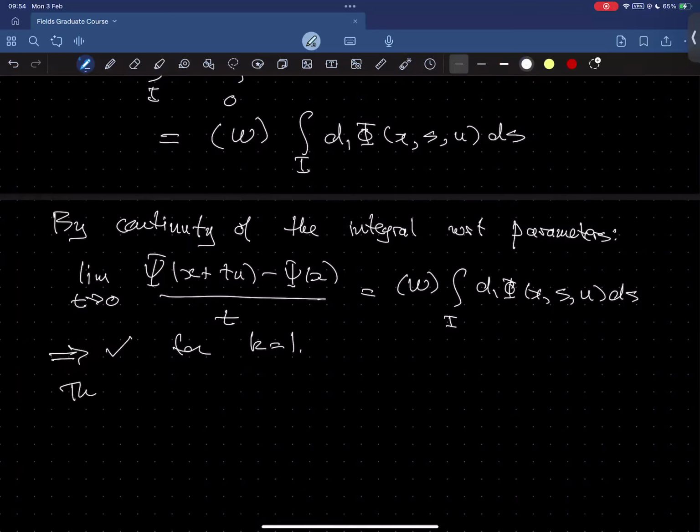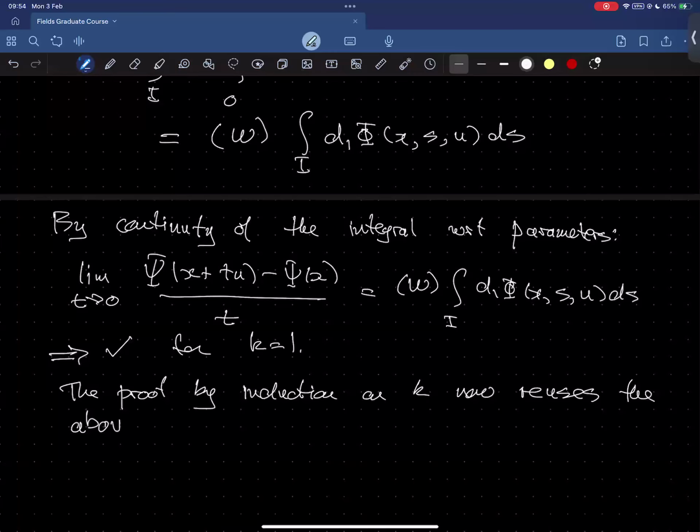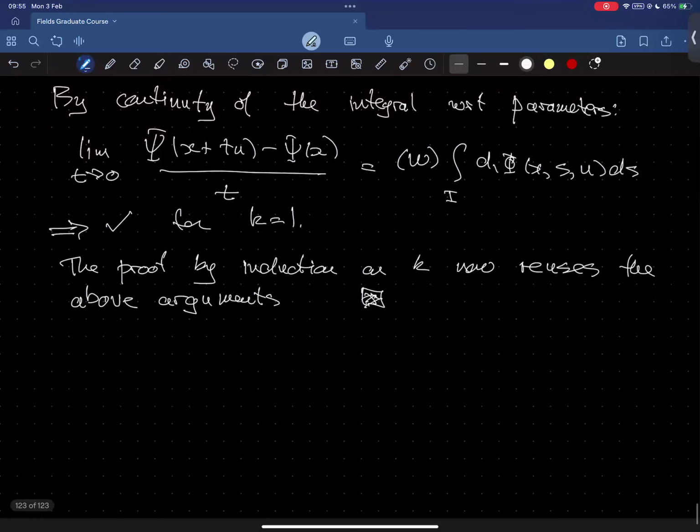Okay, so I'll just say the proof is by induction, and it reuses the above calculations, or above arguments, maybe, let me say. Okay, good. All right, so that's another fact from your elementary analysis class that's true in this setting.